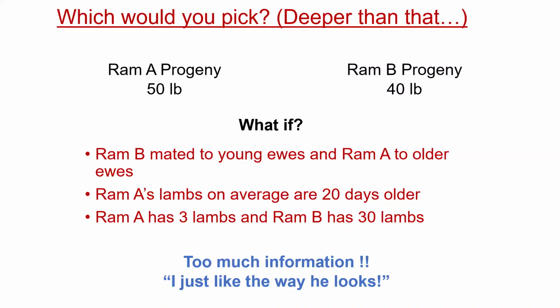What if Ram A's lambs on average were 20 days older? That's definitely going to account for some more growth. What if Ram A only had 3 lambs in his group and Ram B had 30 lambs? The law of averages is kind of going against Ram A at that point. So these are just questions you need to ask and things you need to find out. When you're buying from a producer or a seed stock breeder, they should be able to answer these questions for you. They should be able to pull their records and answer anything you have.